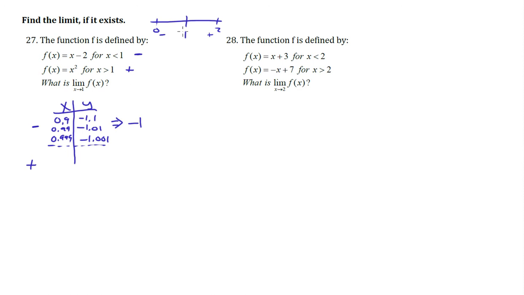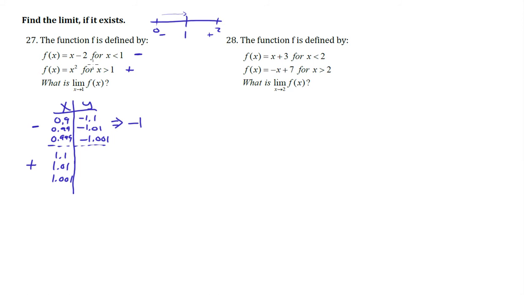As we're approaching 1 from the negative side, remember we're going this way. That's why we said 0.9 is right here, 0.99 is right here, 0.999. We're getting really, really close to 1. As we're approaching 1 from the positive side, that's going to be, say, 1.1, then 1.01 and 1.001. That moves us closer and closer to 1.